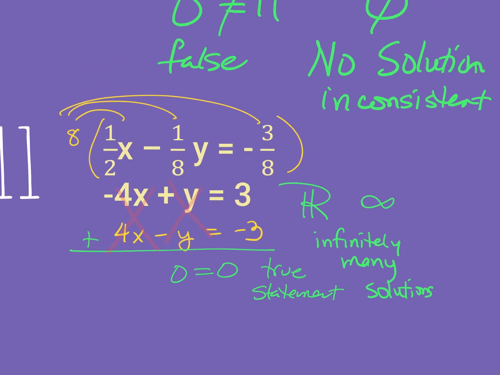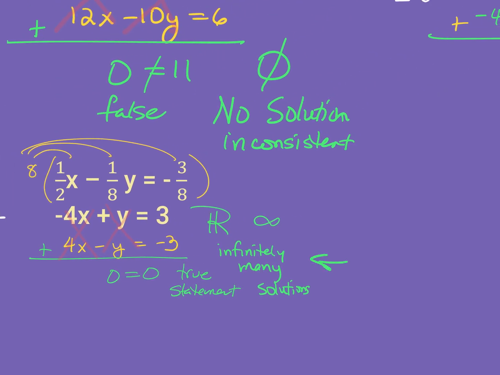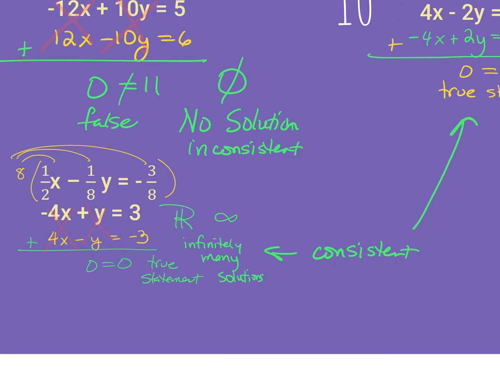Now, also, whenever you get all real numbers or infinitely many, this classification is also consistent because we have an answer. The only time that it's inconsistent is when it's no solution.